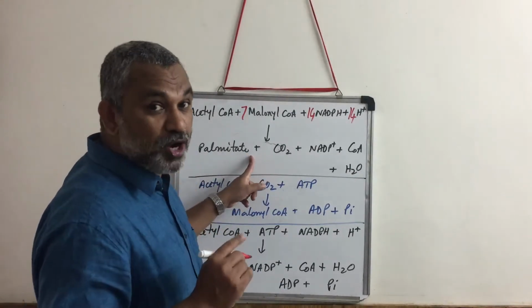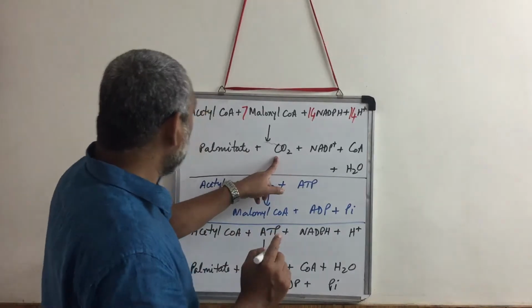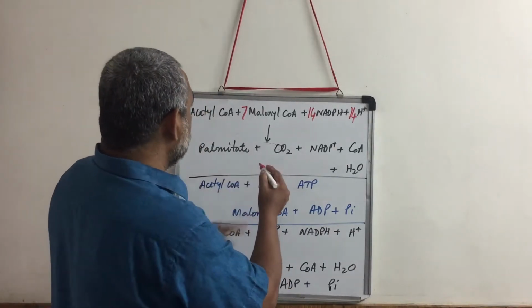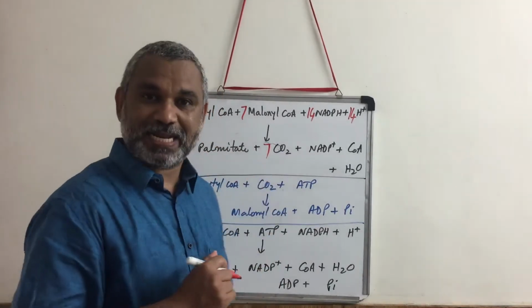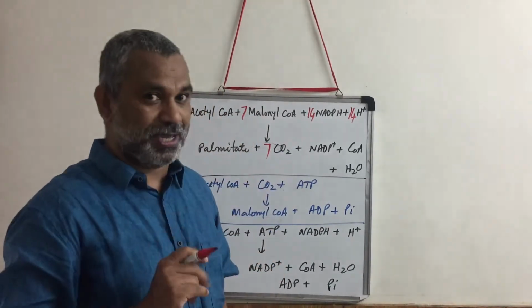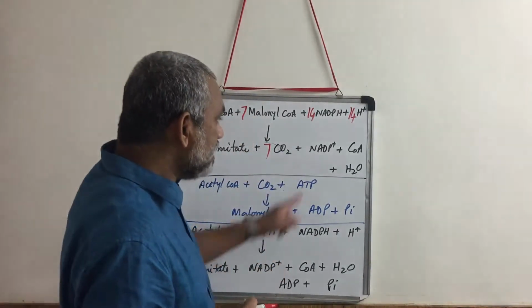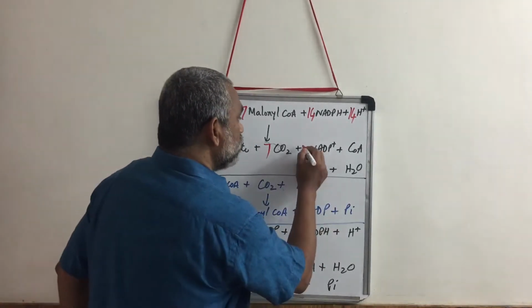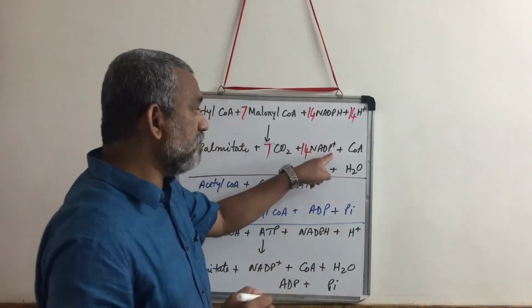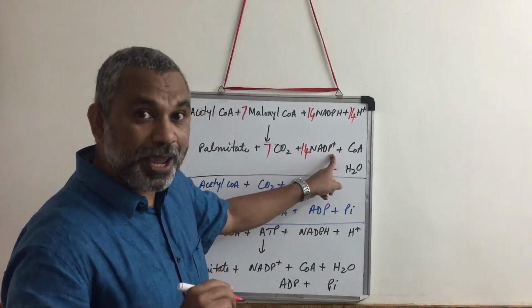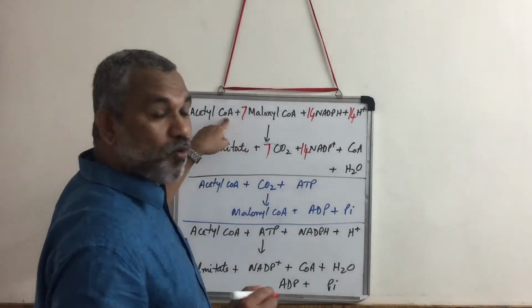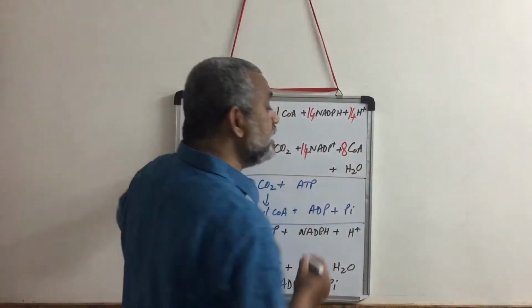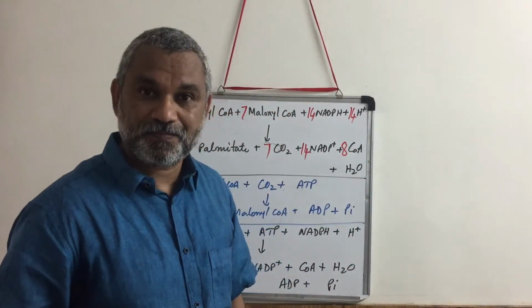How many CO2 molecules will be released? 7 CO2 molecules will be released from 7 malonyl-CoA. Remember that. And how many NADP plus? It is going to be 14 NADP plus. How many CoA? 7 CoA is here, and this is another CoA, that makes it 8 coenzyme A molecules.